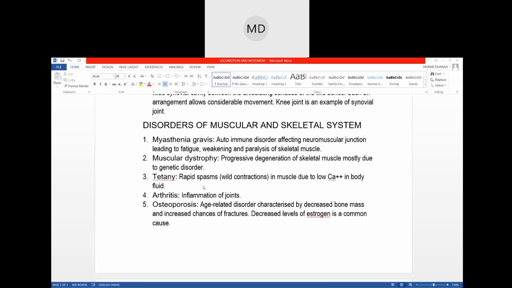Then there is tetany. This tetany is because of the calcium ion in your body. All of you know there is calcium ion, potassium ion in your body. Whenever the calcium ion concentration is low... calcium ion, all of you know, is required for the bones. Calcium is required for the bones.